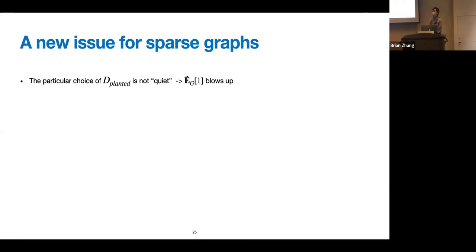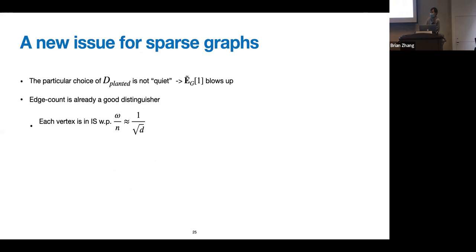But there's an issue here. The planted distribution is not quiet. It's not going to satisfy the condition. It's hard to distinguish against sum of squares. Why? Because you can just look at the edge count. Each vertex is chosen into the independent set with probability omega over n. Omega is n over root d, so this is roughly probability 1 over root d. So we're going to remove a 1 over d fraction of the edges, and this is roughly n edges.